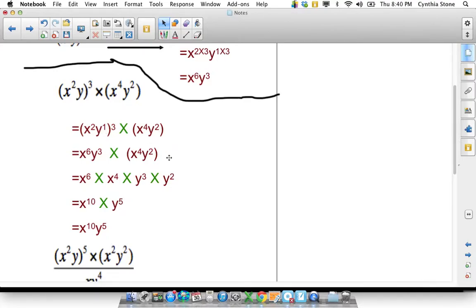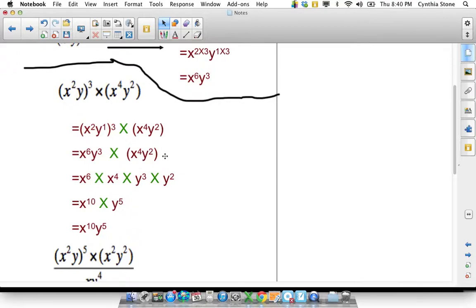The next line down here, I've distributed the 3. Okay, this is similar to the question above, right? So if I distribute the 3, then this 6 is just the 2 times the 3, and this 3 is the 1 times the 3. And over here, I haven't changed anything yet.